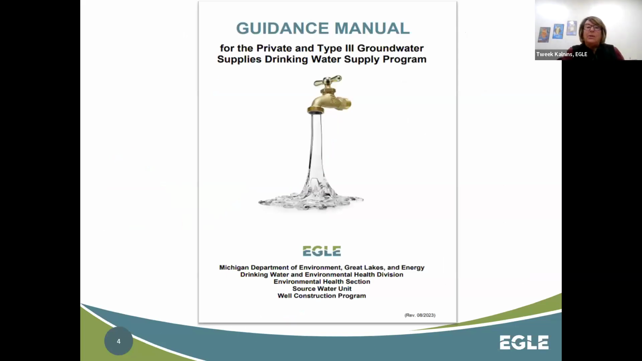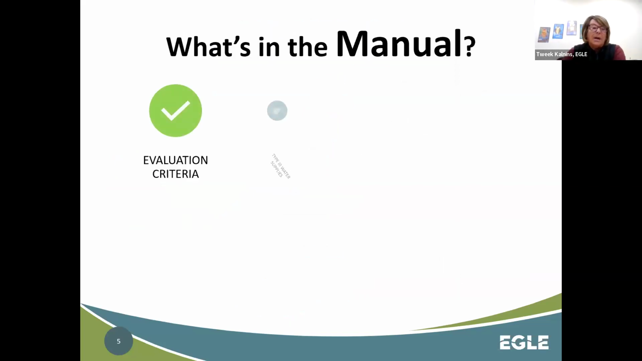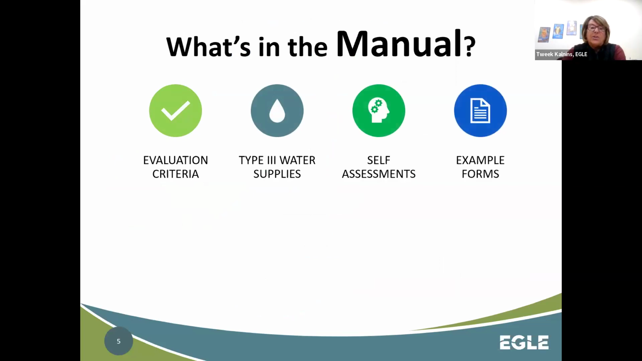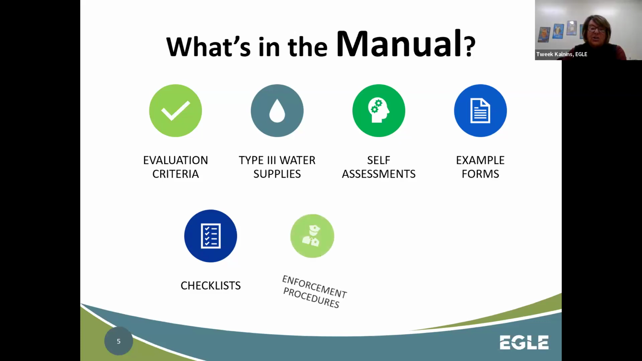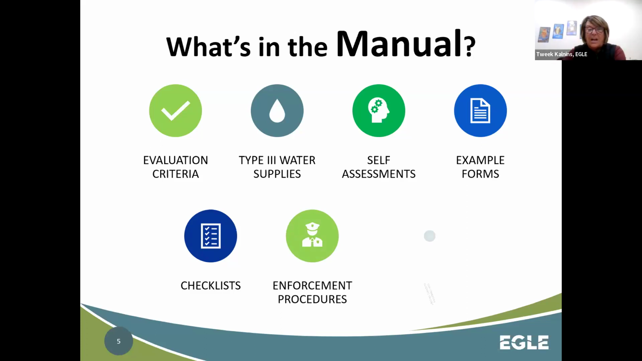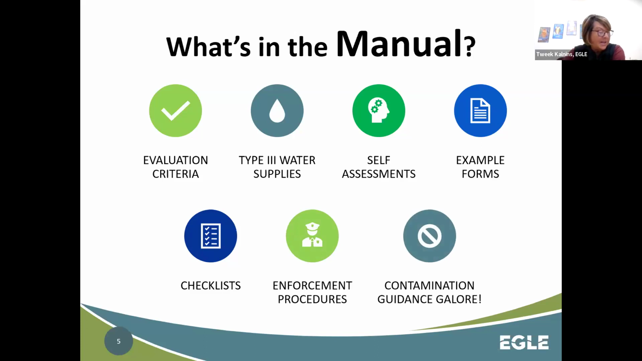And of course, we have a manual. Our guidance manual is available on our website. Whether you're doing self-assessment or we're doing a standard assessment, this is what guides what we're doing. What's in the manual? Obviously, evaluation criteria, information on type 3 water supplies. If you're doing a self-assessment, the directions and information. There's example forms. We have a complaint form, a deviation form, a pre-drilling site evaluation checklist, and a random construction checklist. There's information on enforcement procedures when we have contractors with issues, and then contamination guidance.